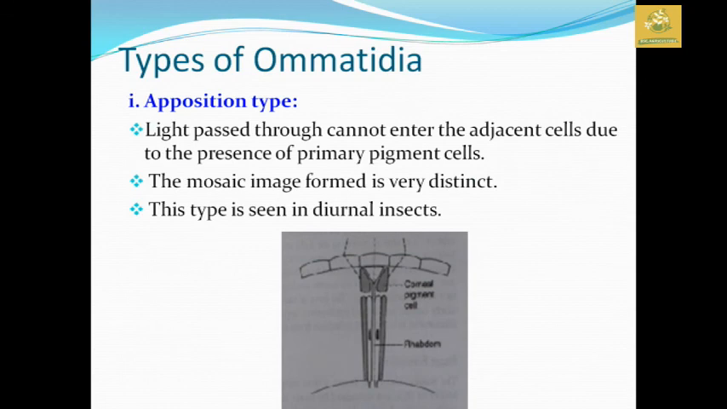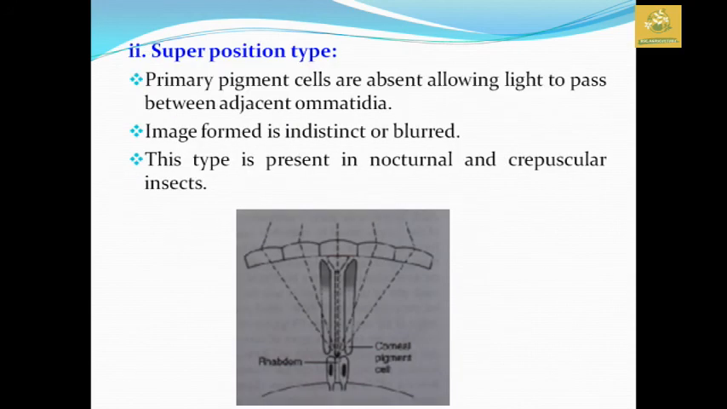And while seeing the types of ommatidium, there is the apposition type, where the light cannot enter through the adjacent cells due to the presence of primary pigments in the ommatidium, and the mosaic images are very distinct in the insect ommatidia. This type is seen in the diurnal insects in our environment.